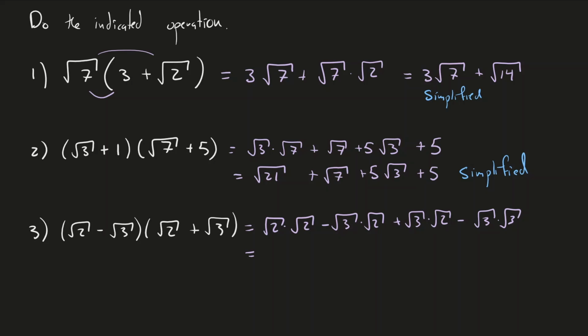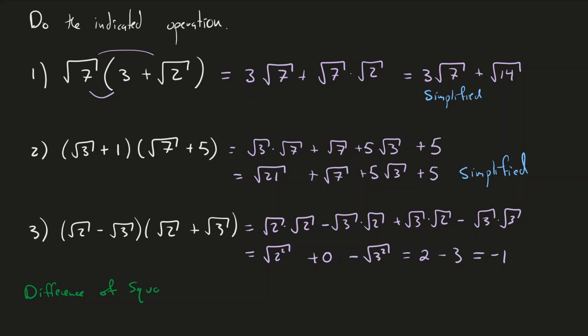Simplifying this down, this is the root 2 squared plus 0 because we have the negative root 3 times root 2 plus root 3 times root 2. Then we get minus the square root of 3 squared, which is equal to 2 minus 3, which is equal to negative 1. So this one's fully simplified down. And this worked out super nicely because if you notice, this is the difference of squares.